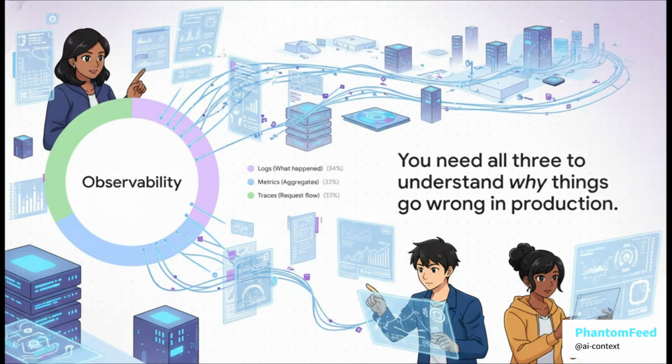When things go wrong in production, and trust me, they will, how do you figure out why? You need observability. It's built on 3 pillars. Logs tell you what specific event happened. Metrics give you the big picture, aggregate view, like overall CPU usage. And traces. Traces follow a single request as it jumps across all your different services, showing you exactly where the bottleneck is. You absolutely need all 3.